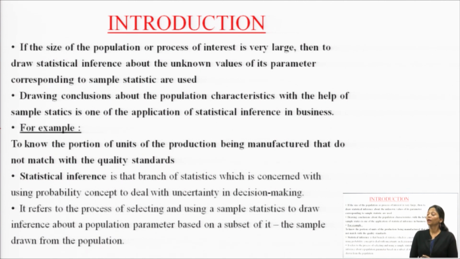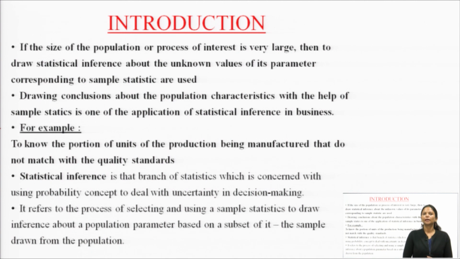For example, if there is a soap manufacturing plant and every 10th soap, or we do not know whether it is the 10th or which number, is a bit defective as compared to the standards, we will use a statistical approach to find out the probability of how many soaps out of 100 lots are defective. For example, to know the portion of units of production being manufactured that do not match the quality standards.